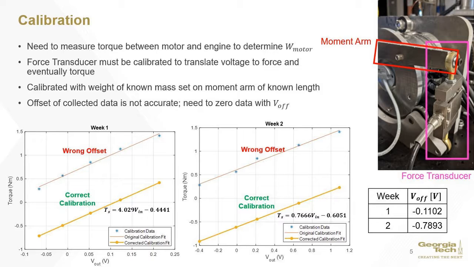We calibrated the transducer by adding multiple weights of a known mass onto a moment arm of known length and measuring the voltage. Running a linear regression on these points gives us the correct gain for the force transducer, but we need to zero our calibration by collecting the voltage with no mass applied, known as the offset voltage. With this, we can reach our corrected calibration curve to properly measure the work from the motor. As you can see, the dramatic differences in the gain and offset of the curve between week 1 and week 2 show the importance of calibrating the transducer every week.